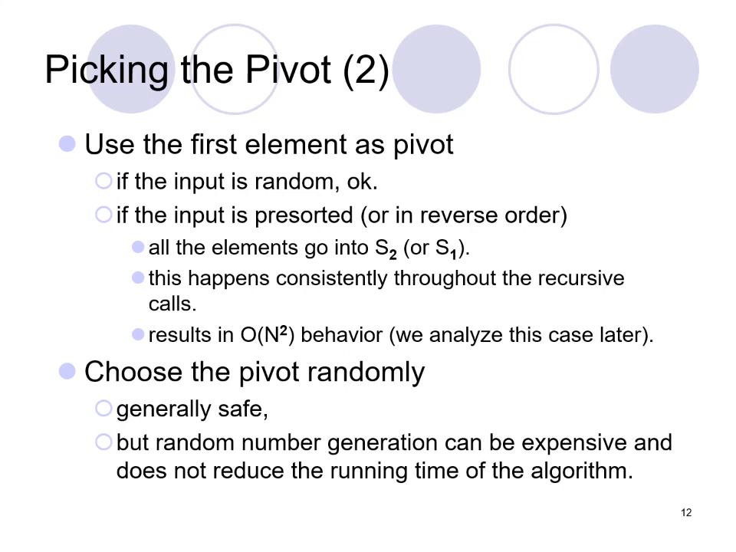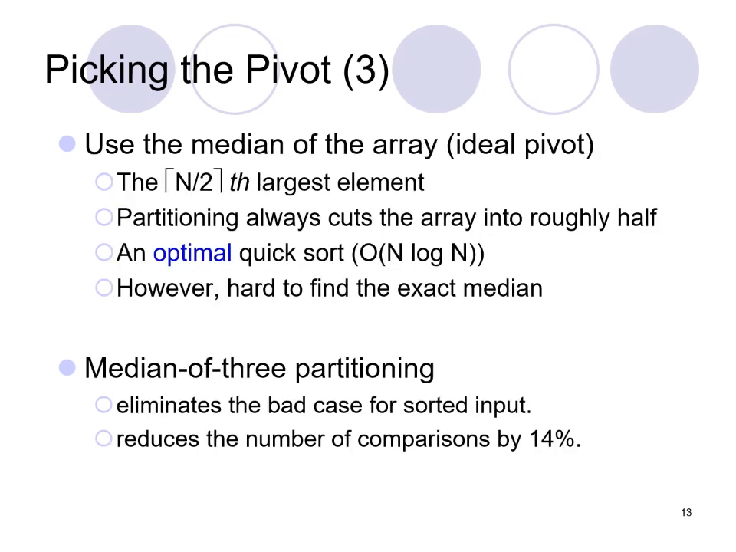There are different ways of picking the pivot. Use the first element as a pivot, or choose the pivot randomly. Choosing the pivot randomly is generally safe, but random number generation can be expensive and does not reduce the running time of the algorithm. The other way is median of 3 partitioning. This eliminates the bad case for sorted input. It reduces the number of comparisons by 14%.